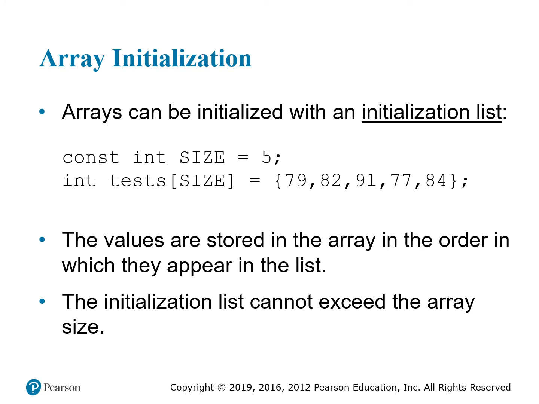So arrays can be initialized with an initialization list. You optionally specify the size of the array because it can figure out the size of the array from your initialization list. And then you provide in curly brackets, not square brackets, a list of values to pass into this array. The values are stored in the array in the order in which they appear. So this is value 0, 1, 2, 3, and 4. Okay. And the initialization list cannot have more elements than the size that you've declared for the array. So we couldn't have another test score after this.